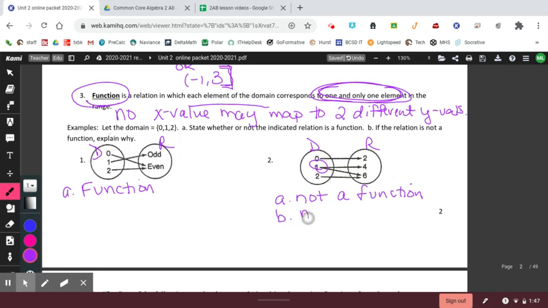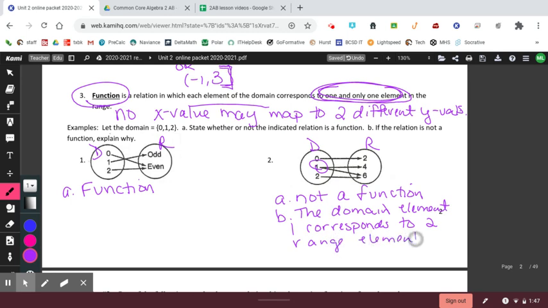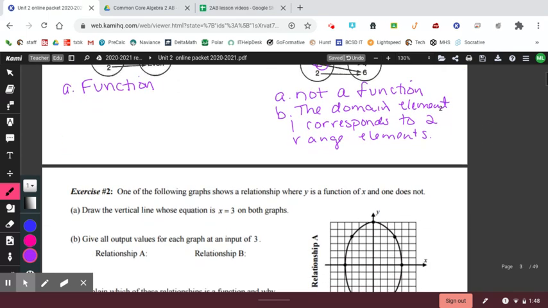So no, the domain element 1 corresponds to two range elements. So we cannot have an element in the domain corresponding to more than one element in the range.